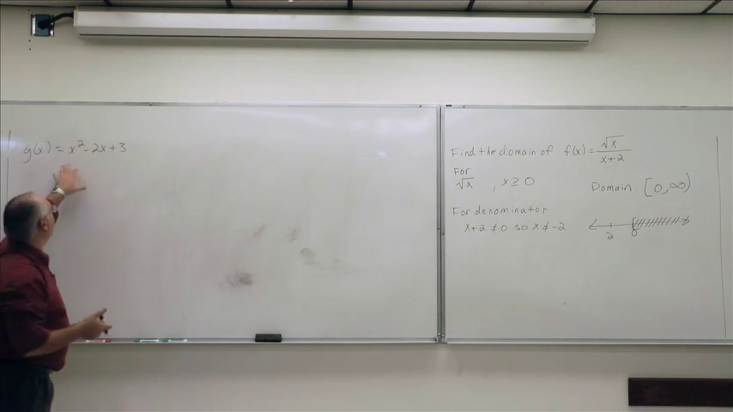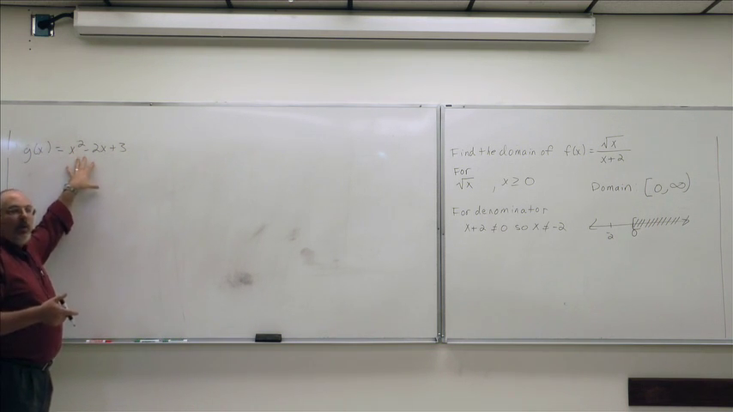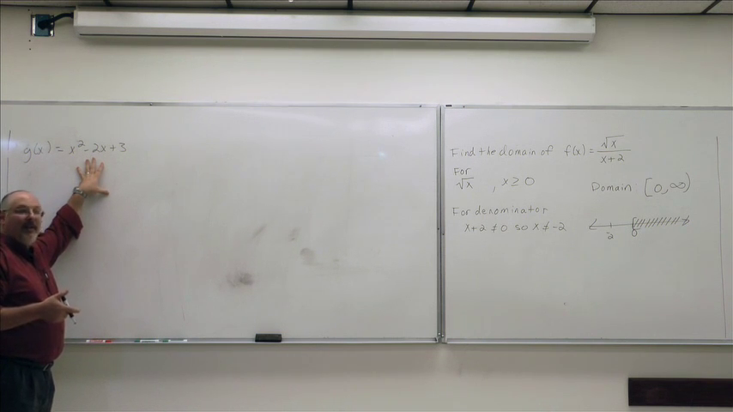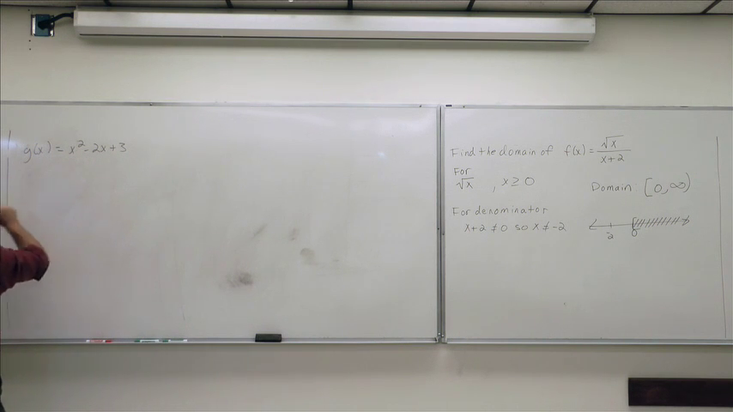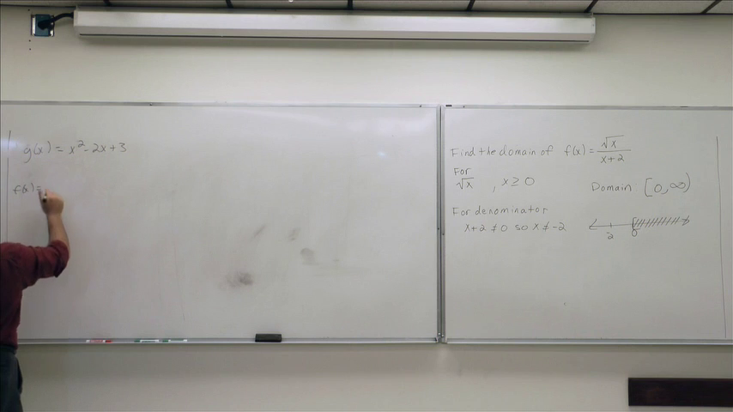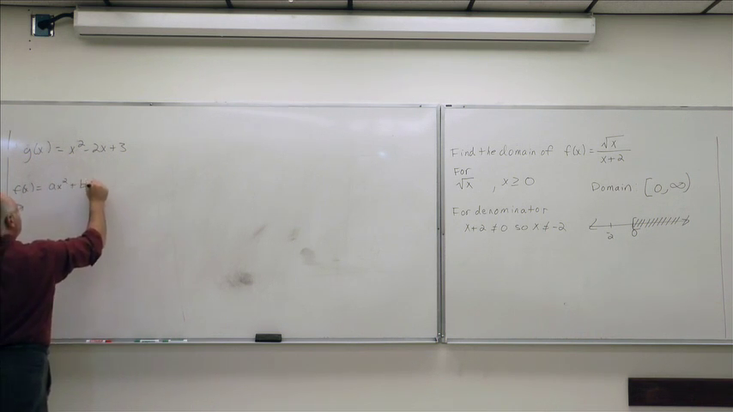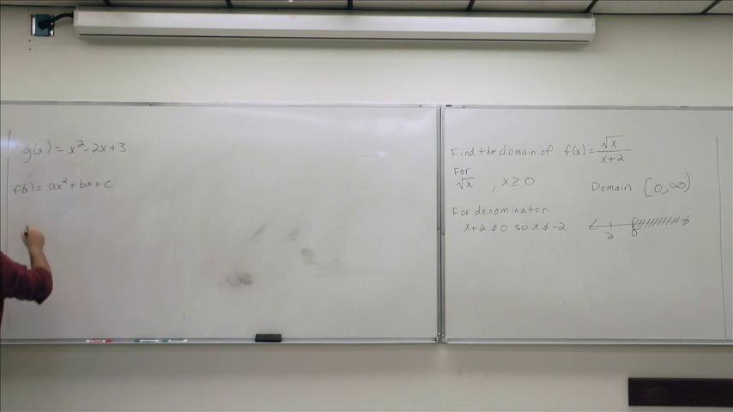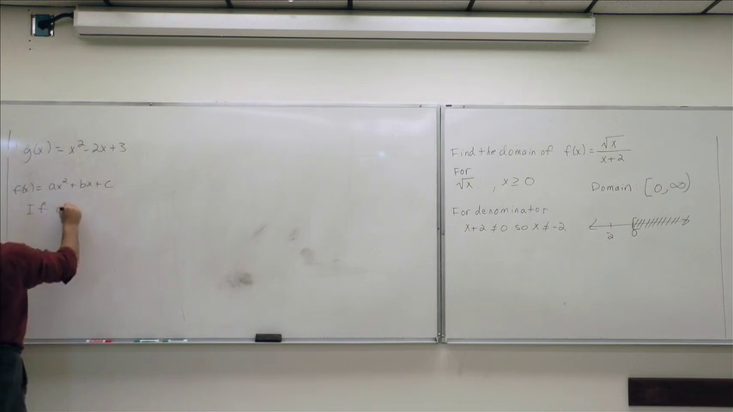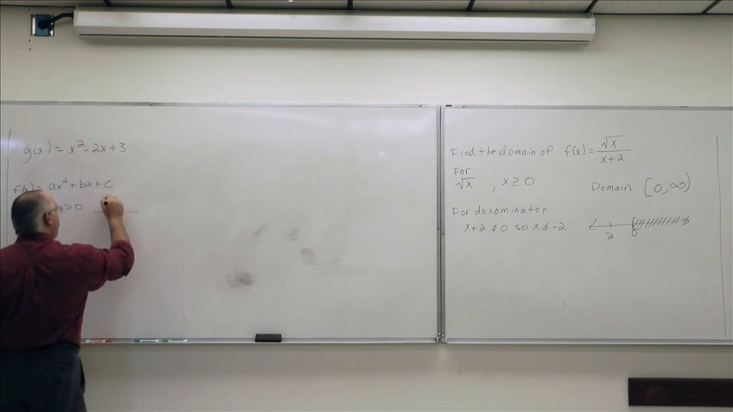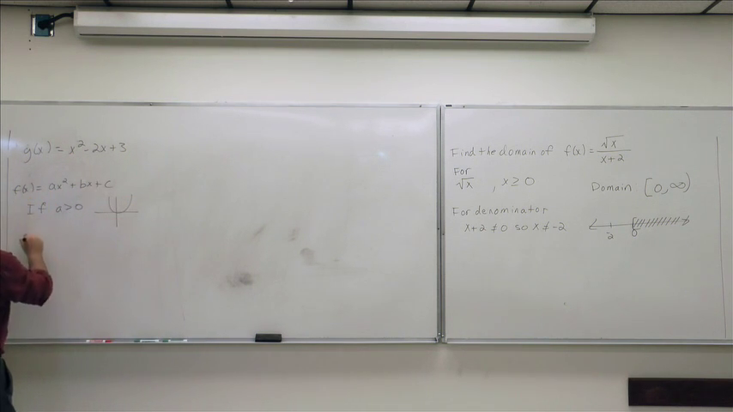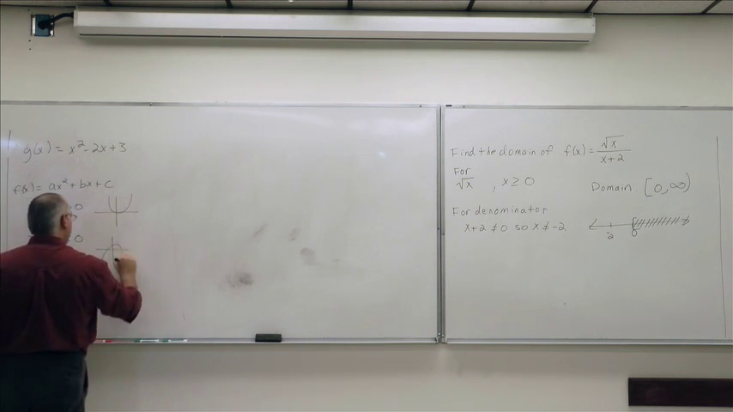Now, we talked about this earlier. This is a quadratic function. What does the graph of a quadratic function look like? Parabola. It's a parabola. So if you have, say, f of x equals ax squared plus bx plus c. If a is greater than 0, if the leading coefficient is positive, what does the graph look like? It opens upward. Opens up. If a is negative, then it opens down.